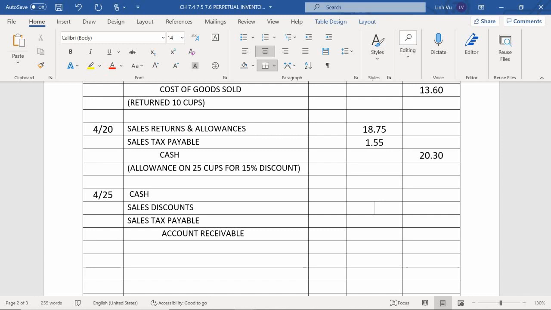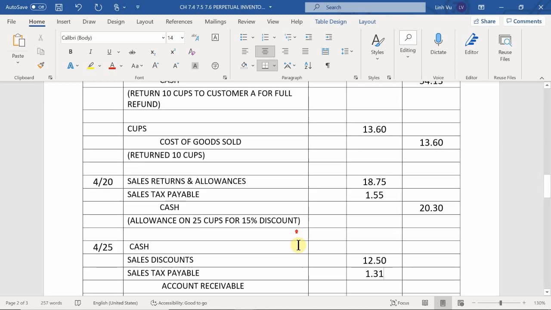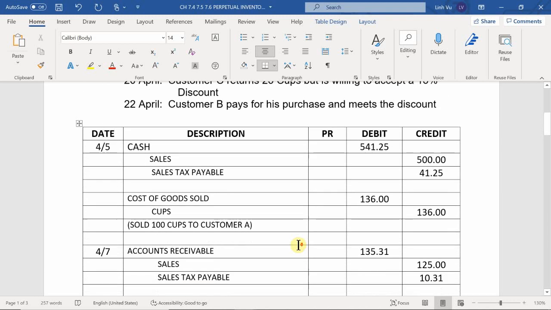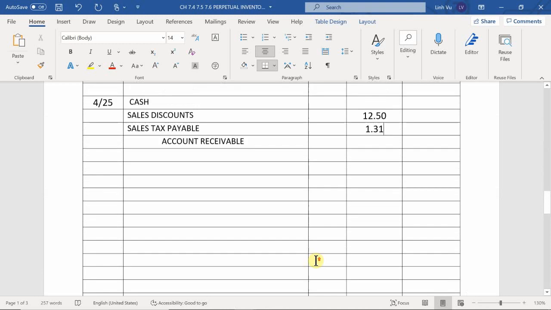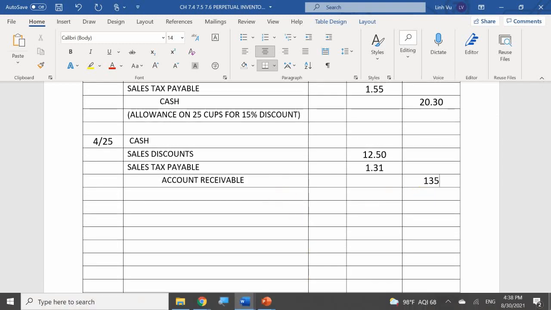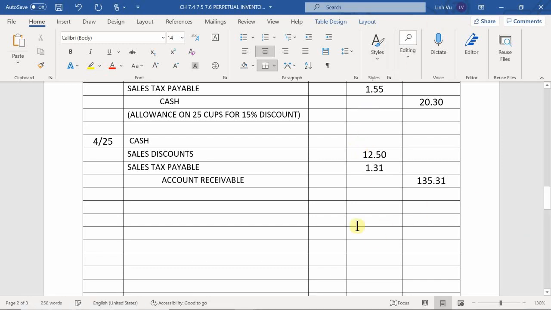So in this case, what was it, Nancy? How much was the discount for? $12.50. Yes. How much is the tax going to be refunded? $1.31. Okay. Let's go ahead and check out how much we originally charged customer B. So customer B, we charged them $135.31. Okay. So how much in grand total are we going to be receiving from customer B?